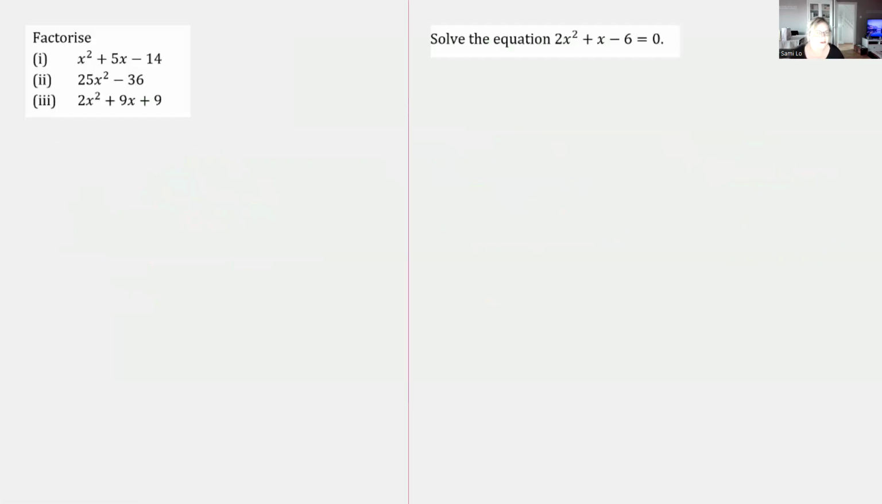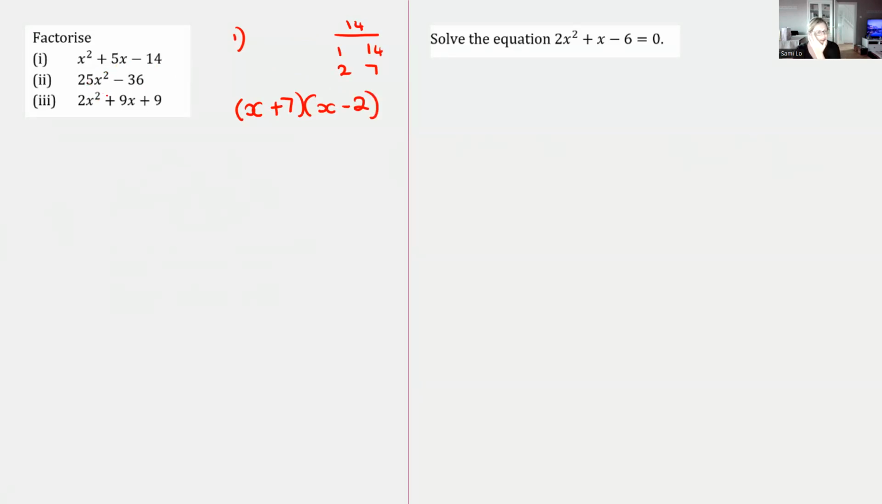Next, we're looking at factorizing and then a question with solving. Whenever we're factorizing, the key thing to think of is the factors of 14. So the factors of 14: I've got 1 and 14, 2 and 7, and that's it. And we're looking at how to make 5. To make 5, I'm going to be doing 7 minus 2. So all I do then is x plus 7 and x minus 2. And that's it.